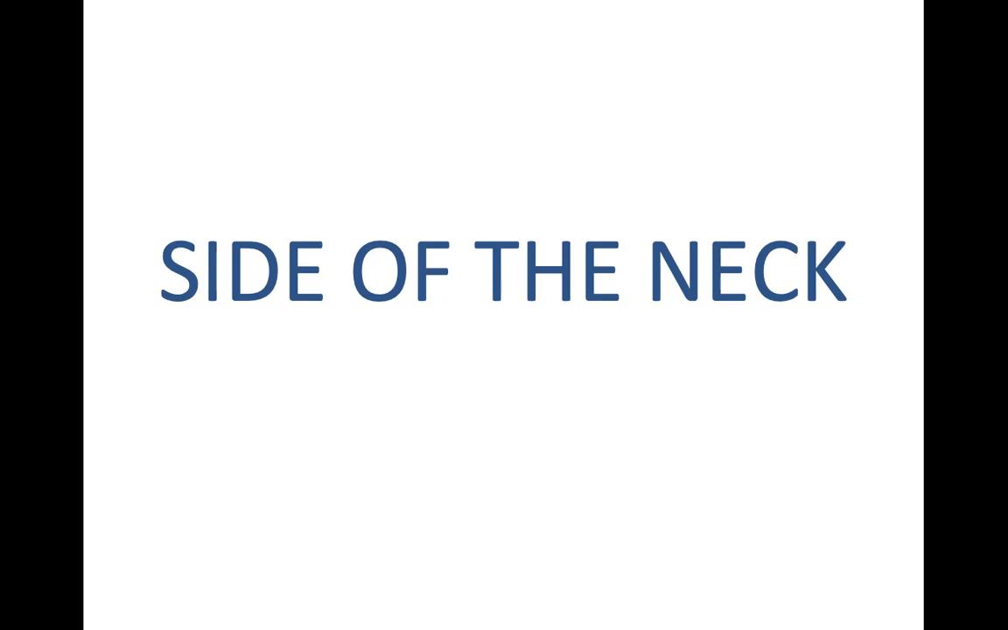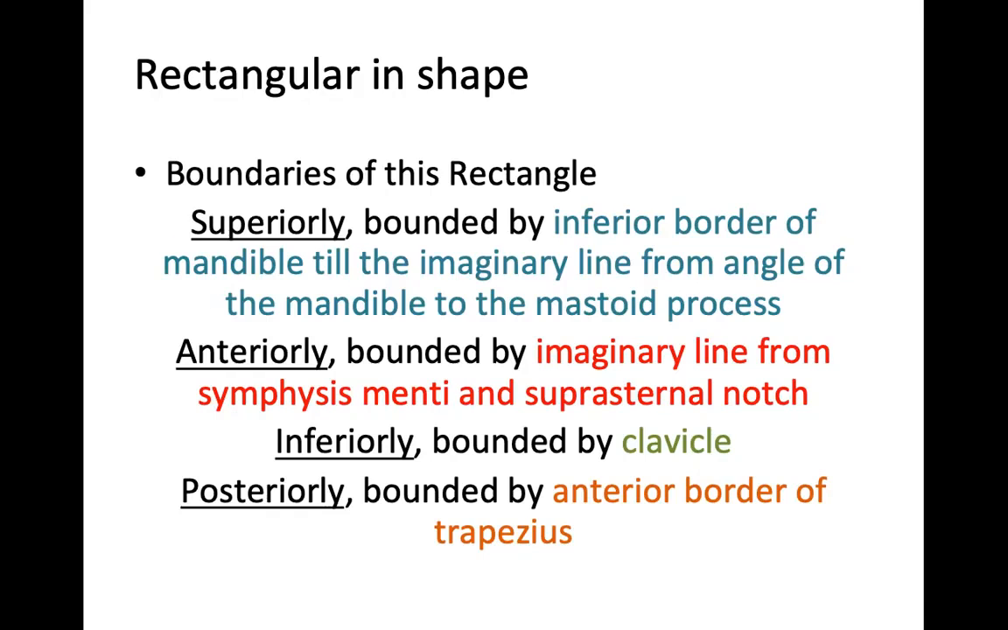You need to know that the side of the neck is rectangular in shape. You can also keep your atlas with you right now, so it is going to help you a lot. Most of the people use Netter as atlas, so you can open the page where there's the photo of the side of the neck, or whichever book you use, just open a diagram there. So the side of the neck is rectangular in shape.